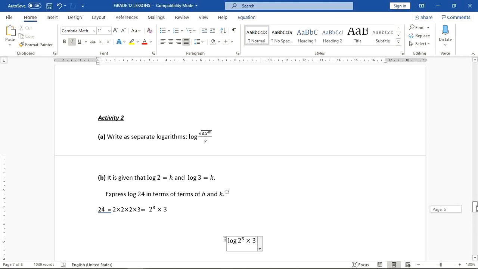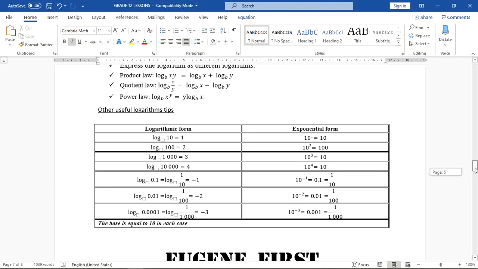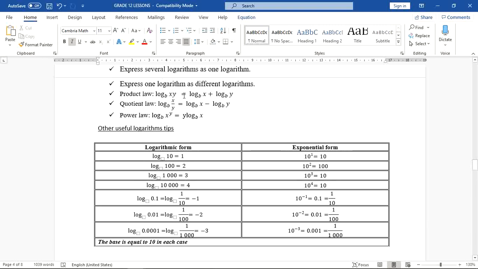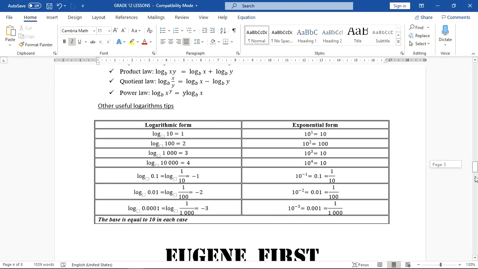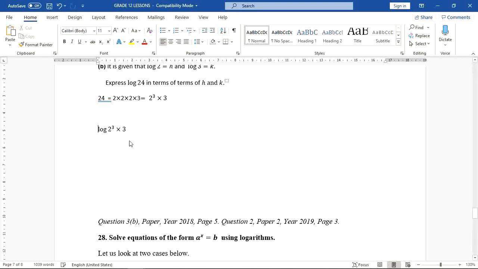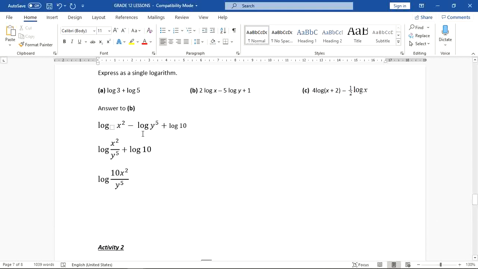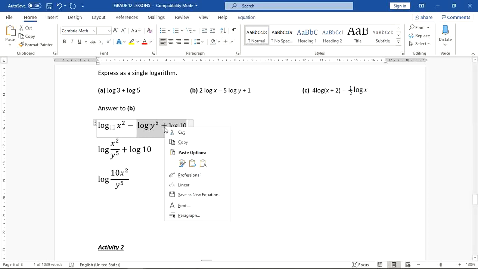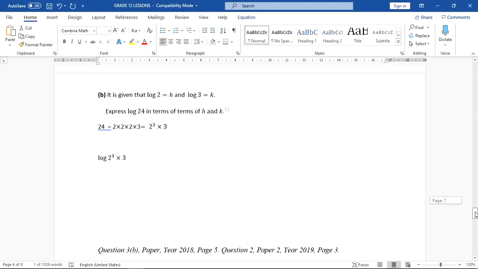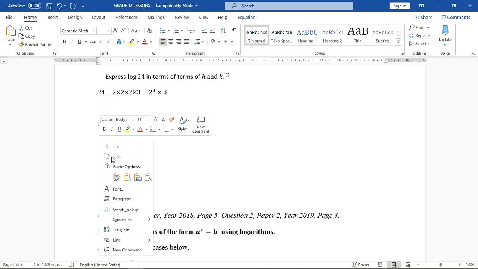Then if we go back to the laws of indices, you figure out that if you are multiplying two numbers, it's the same thing as saying log x plus log y. So instead of having these two numbers multiplied together, let me bring it here. I hope you can see that the base is 10 here. If there's nothing written, the base is 10.